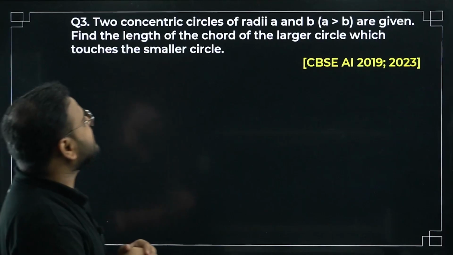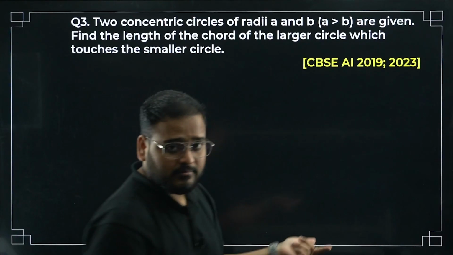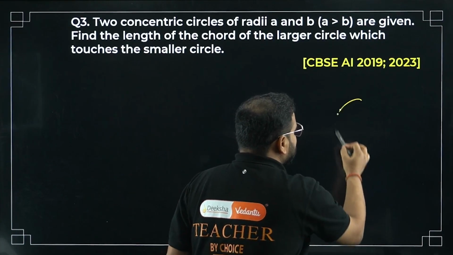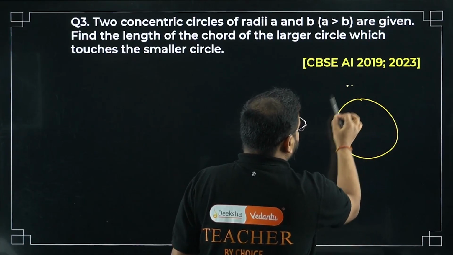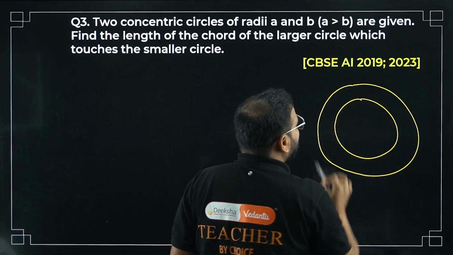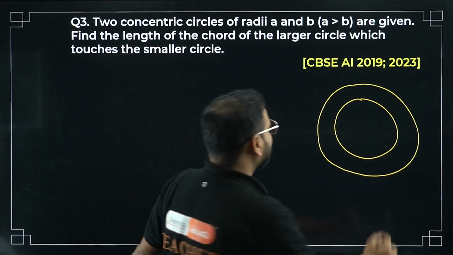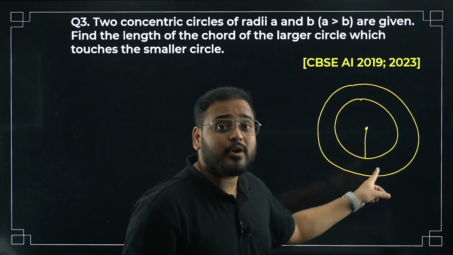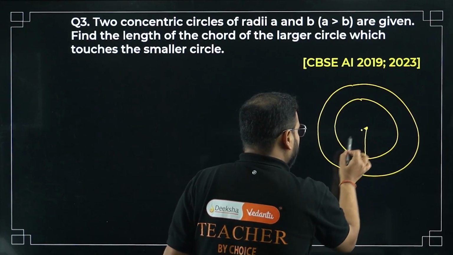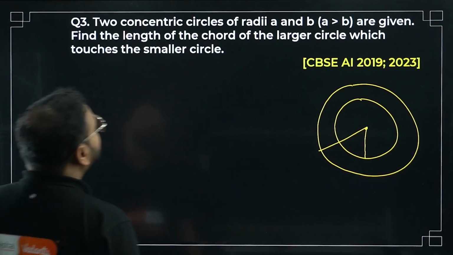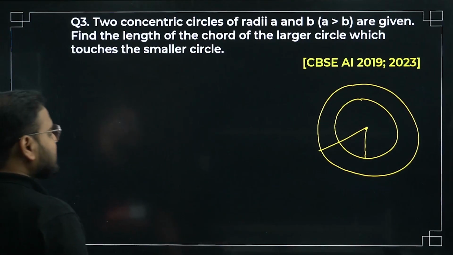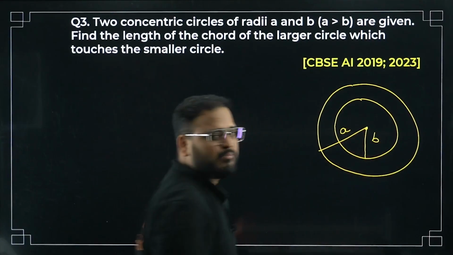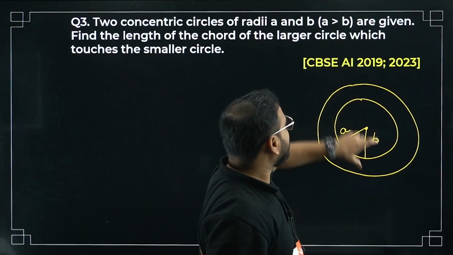Two concentric circles of radii A and B. Concentric means same center, different radii. Let's draw it: same center, different radii, something like this. I know it's not perfect, please accept it. I can draw this to be one radius, and this to be the other radius. A is greater than B, so I call this length A and this length B. The smaller radius is B, the greater is A.